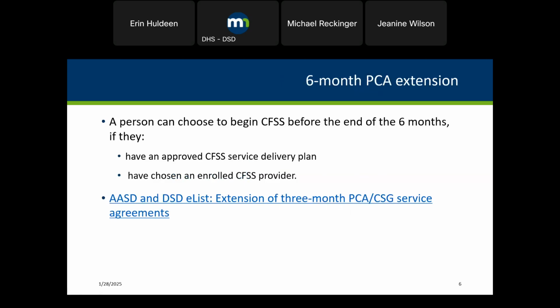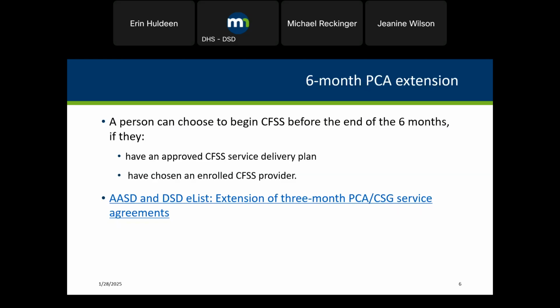So one of the next things that we wanted to talk about, and this is something you're probably all familiar with, is that CFSS started on October 1st. Because there were issues with provider enrollment, as well as people being able to get in with consultation services providers, we originally had approved or given guidance for lead agencies to extend the current PCA service agreements for 3 months. And since that time, we've actually extended that to 6 months of PCA services.